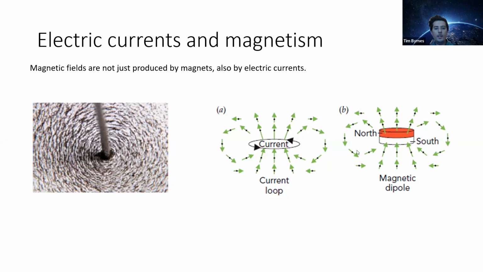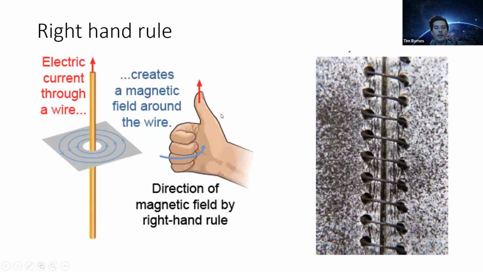The rule that you can use to figure out which direction the magnetic field is going is the so-called right-hand rule. It curls around the direction of the wire. So if you've got your thumb showing the direction of the current, then the magnetic field curls around in the direction of your fingers.